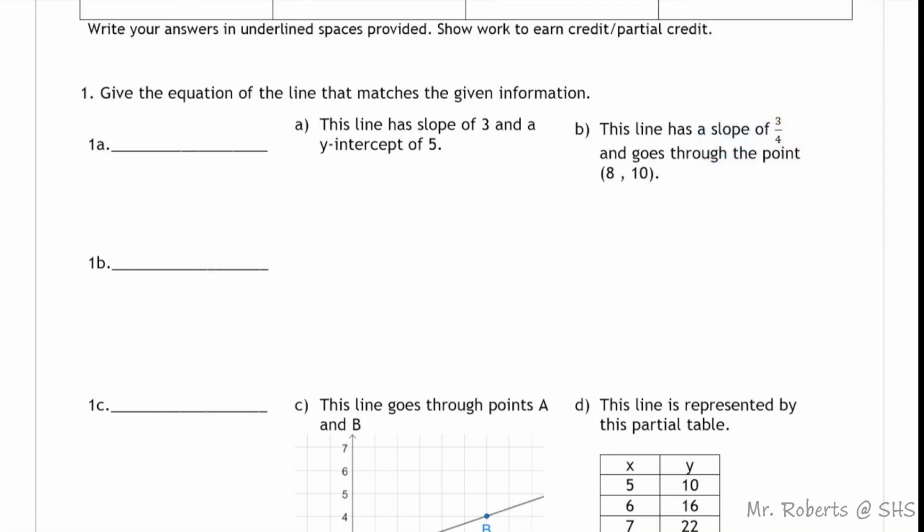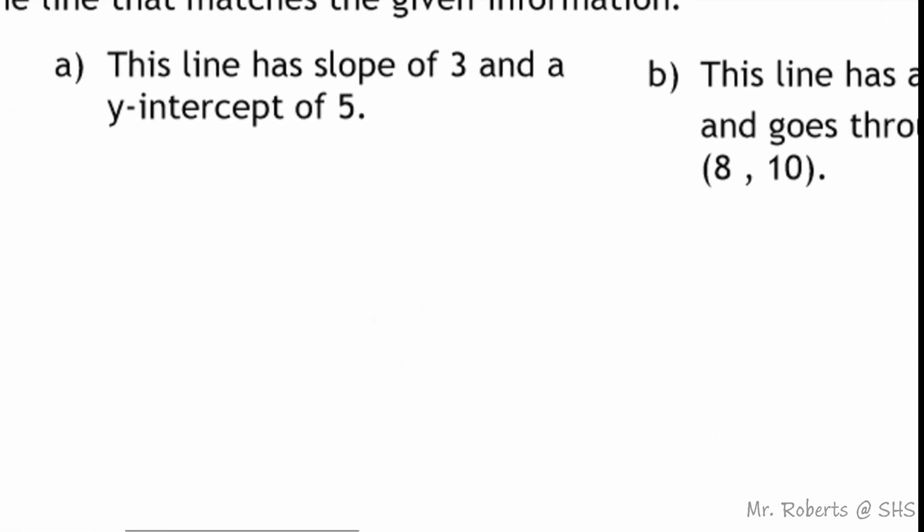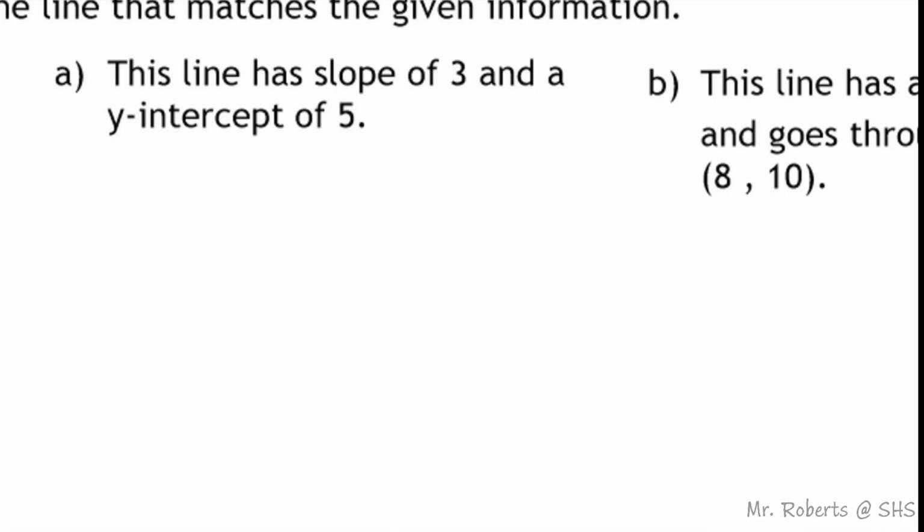First question. Question one actually asks us to come up with the equation of a line that matches some given information, right? So there's enough information here to determine a line. What is the line? The first question says, hey, this line has a slope of 3. The slope is 3 and the y-intercept is 5.